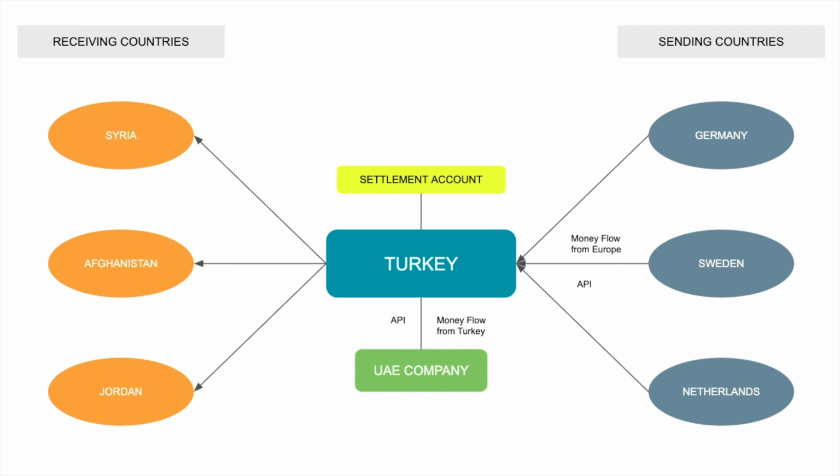I want to talk today about this setup that we are publishing right now, and basically it allows a money transfer company, and in this example, I'm showing a UAE company to have a correspondent agreement with a Turkish bank, also have a settlement account with a Turkish bank, and be able to have partners from Germany or Sweden or Netherlands, money that is flowing into Europe from Europe into Turkey, and then use that money to send it out to Syria, Afghanistan, or Jordan, as an example, rather than bringing it into UAE.